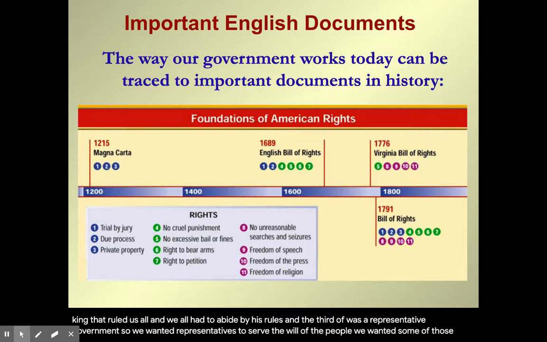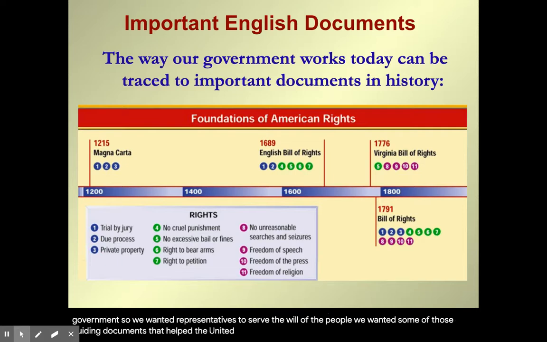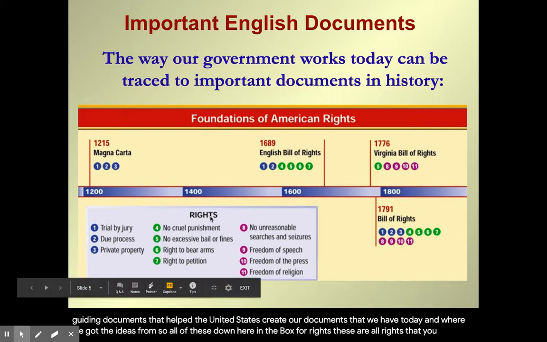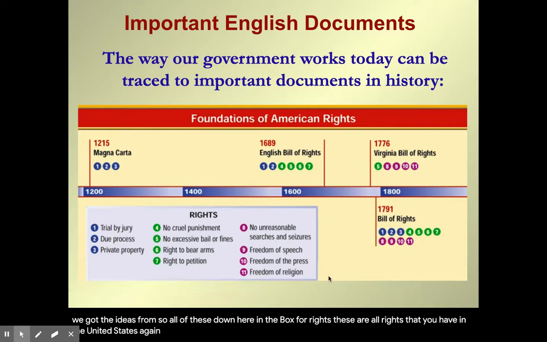These are some of those guiding documents that helped the United States create our documents that we have today and where we got the ideas from. So all of these down here in the box for rights, these are all rights that you have in the United States again today, and we got those rights from documents that we learned about in history.